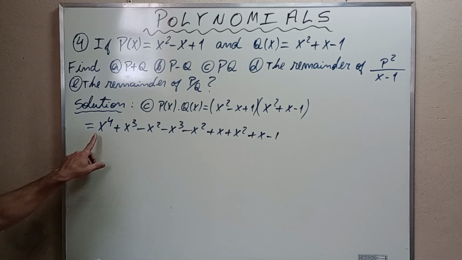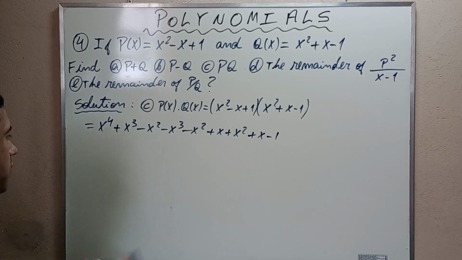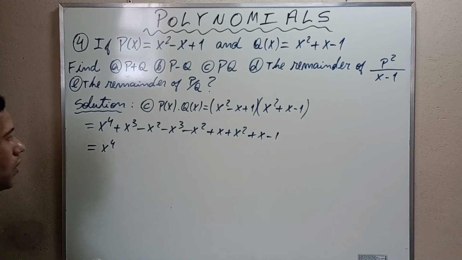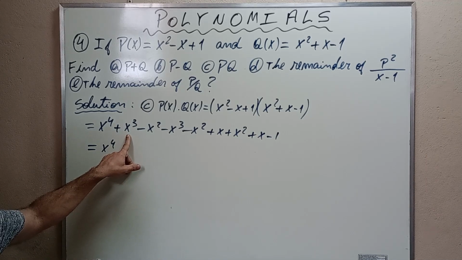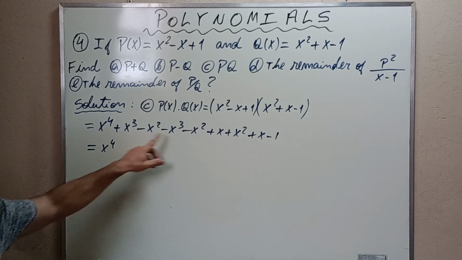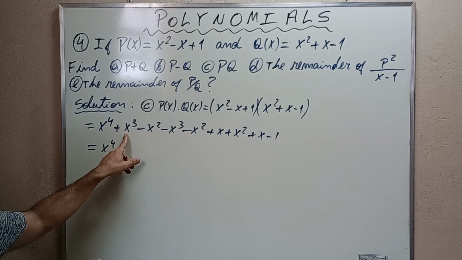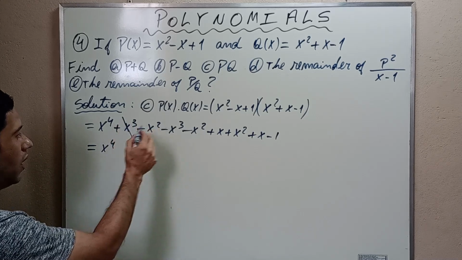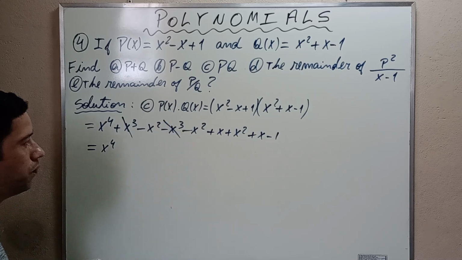Observe that we have only one x to the fourth here, then we repeat it. We have two terms here raised to the third power, here and here. This is positive, this is negative, they cancel each other out. X cubed minus x cubed, 0.